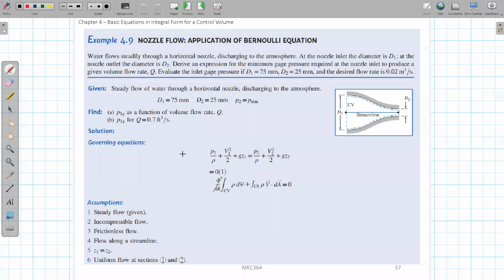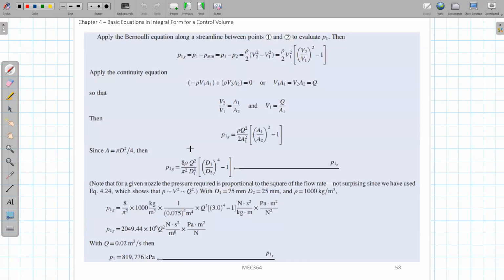So let's go to here directly. The pressure at the inlet we do not know, and the pressure at the outlet we already know is 1 atm. So for the pressure at the inlet, we can write the gauge pressure. The gauge pressure at the inlet is equal to P1 minus atmospheric pressure, and we know that the atmospheric pressure is just equal to P2.